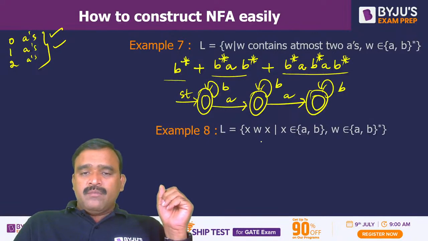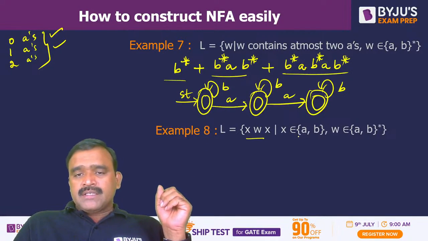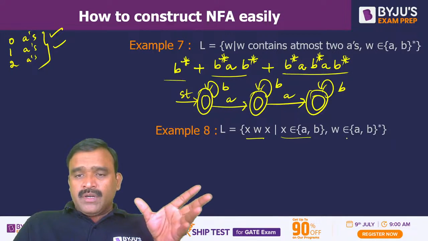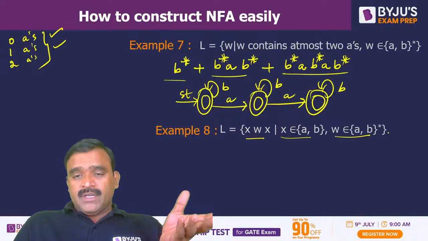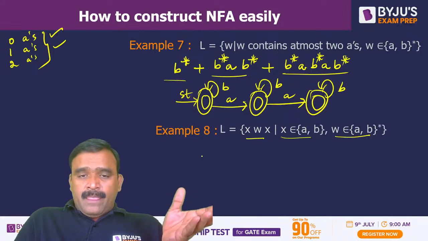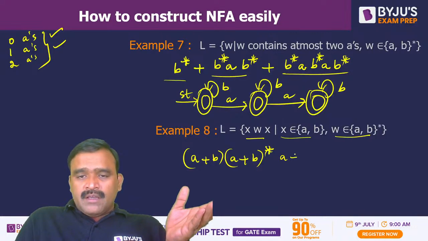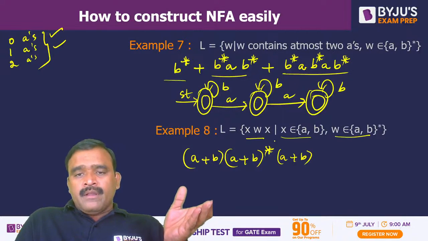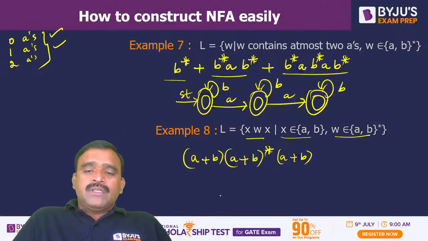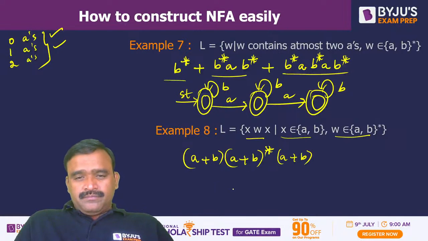And another example, XWX such that X belongs to {A, B}. X is only A or B, but W is (A or B) whole star. That means it is fixed: X is replaced with A or B, W can be replaced with (A plus B) whole star, and again X can be replaced with A or B. X can be either A or B. So that means we can take it like this.